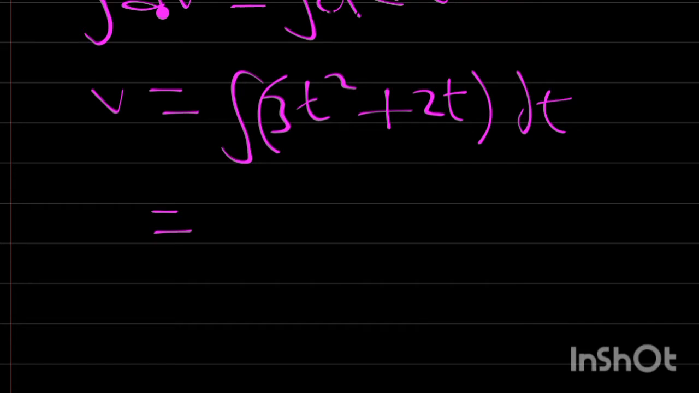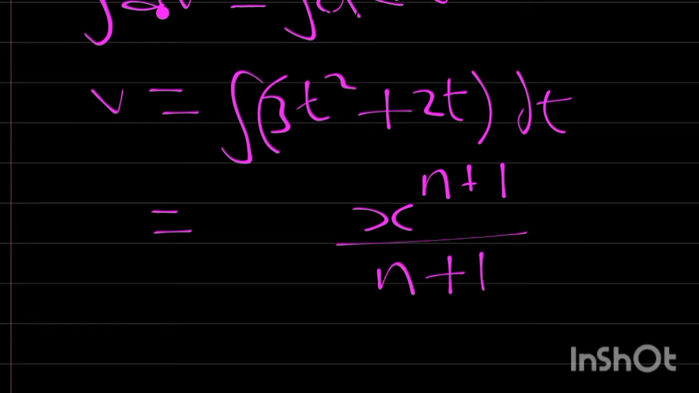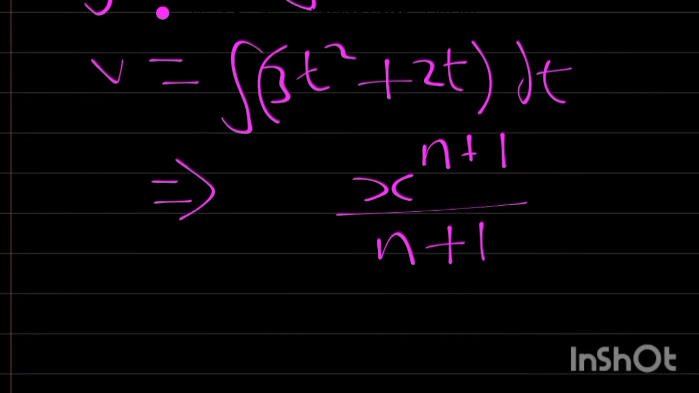So let's integrate now. Integrate 3t squared. The formula for integration is, let's say, x raised to power n plus 1. Increase the power of x, then divide by the new power, n plus 1. What that means is that for t, we increase the power of t and divide by the new power. That is the formula for integration.